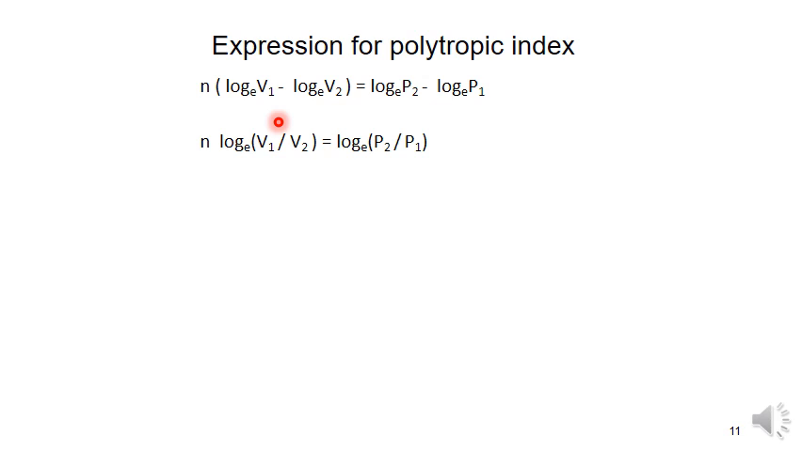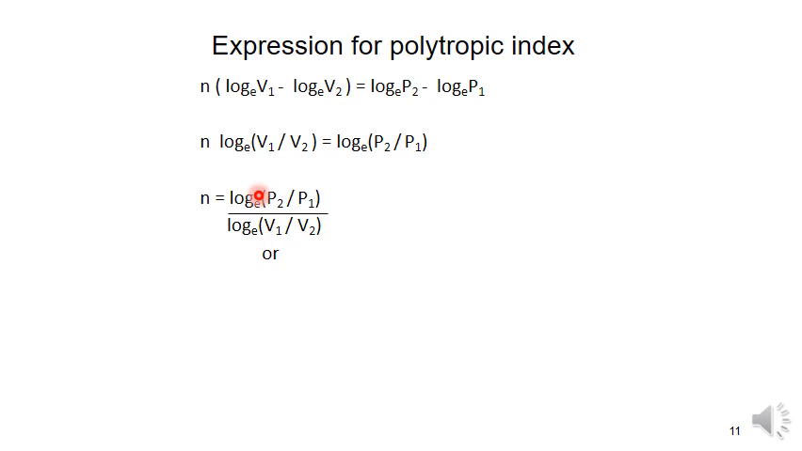So I am writing this here like that. Here it is log V1 minus log V2, so I am writing this as log_e of V1 by V2, and here log_e of P2 by P1. Bring this log V1 by V2 to this side. Then it becomes n is equal to log_e P2 by P1 divided by log_e V1 by V2. Base e is important here.